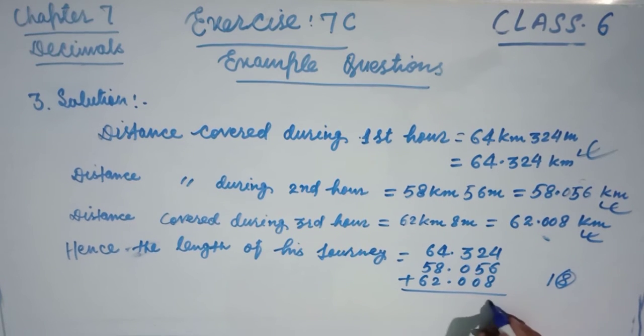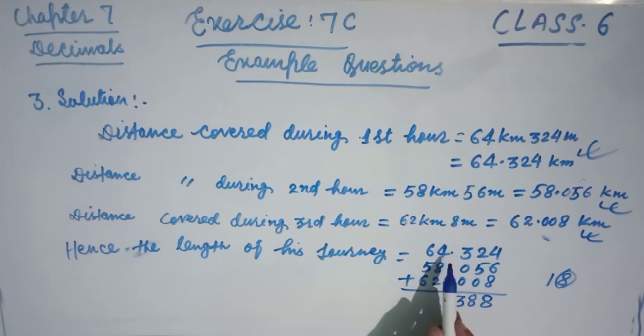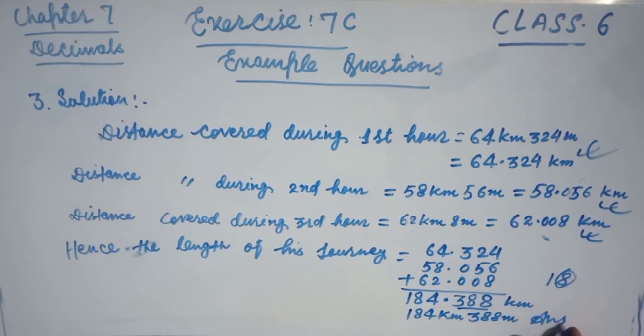So 8 is here, and 1 is carried. Add 5 plus 2 is 7, plus 8 is 8 with carry. Now this is 3. Here the decimal. Add 8 plus 4 is 12, 12 plus 2 is 14, so 4 is here, and 1 is carried. 6 and 6 is 12, 12 plus 5 is 17, plus 1 is 18. So this is the total in kilometer. This is your answer, friends, and this can be written in terms of kilometer and meter. So this is 184 kilometer and 388 meter. So this is your final answer.